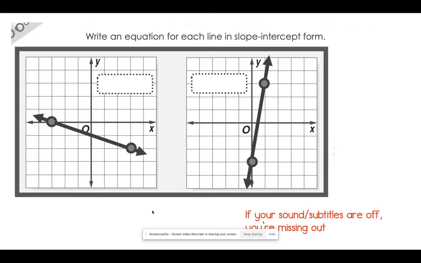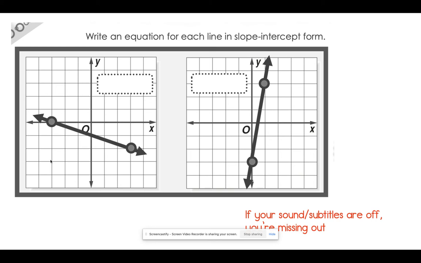We've got some examples here. It says write an equation for each line in slope-intercept form. So we need to figure out the slope of the line and where it intercepts the y-axis. So in our example here, we're going to see how far up it goes when we go from this point to this point. So if we start at the point on the left, I'm not sure if you can see my mouse or not, we would go down 2 to get to the same line that the second point is on. So that's down 2.